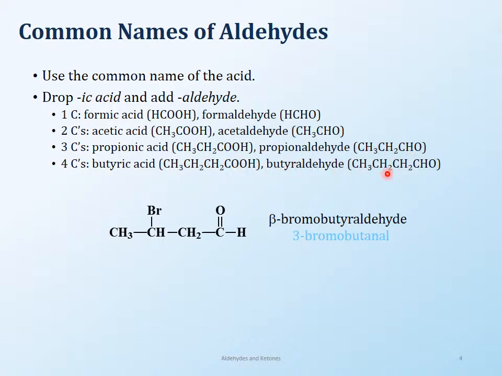Okay, and so here's the general name for a butyraldehyde type compound. Most of the time you will actually use IUPAC nomenclature for aldehydes and ketones, but these first two, formaldehyde and acetaldehyde, are very common, so you should learn them. Propionaldehyde maybe not so much, because you don't encounter it so much, but 1, 2, 3 at least you should know.